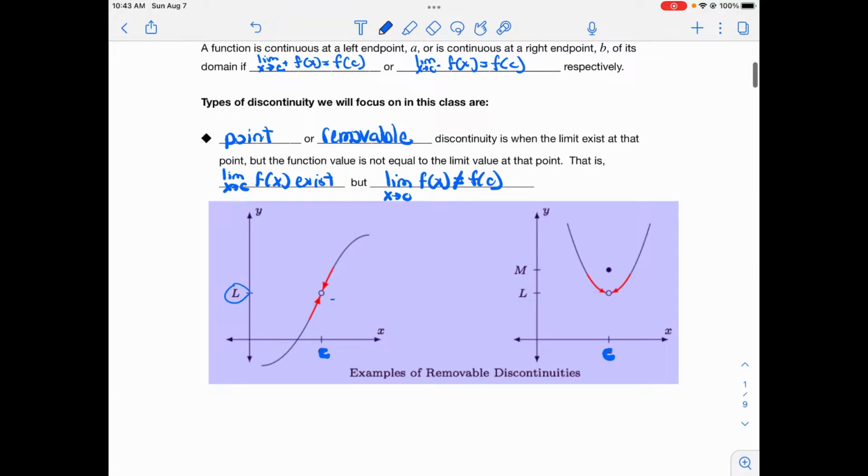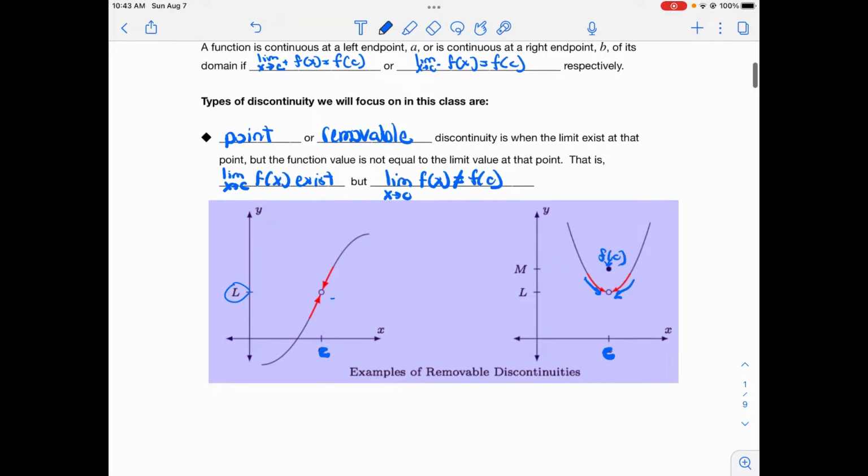Same thing in this second graph here. You can see that the limit as x approaches our a or c value here exists. It's at a height of L. But the function value, f of c here, is equal to M. So they're not equal to each other. So we have removable or point discontinuity there.